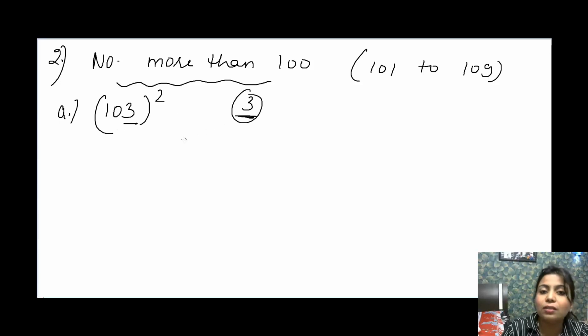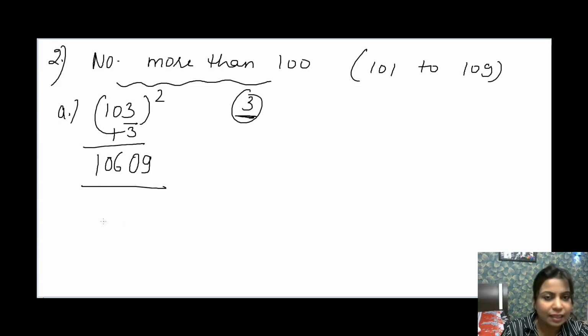Now we have to do the square of this number 3, that is 9. As the square of 3 is a single digit number, so I take 0 here, making it 09. Now it is 3 more than 100, so we will add 3 to our basic number, that is 103, so 3 and 3 is 6. So 10609. So this is the square of 103.